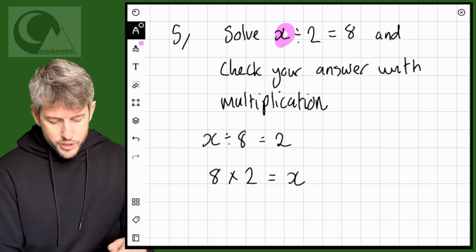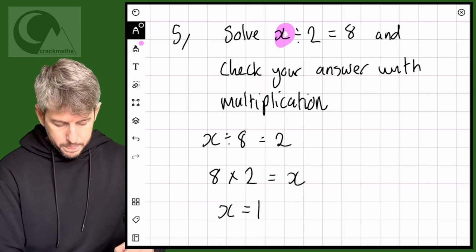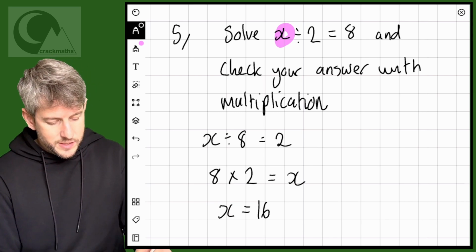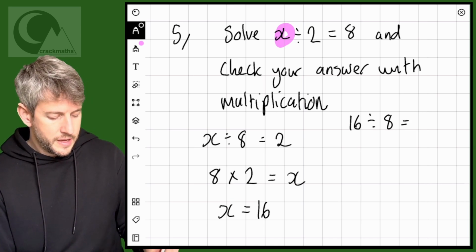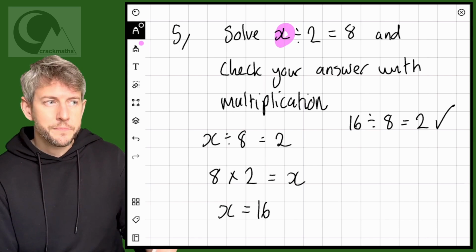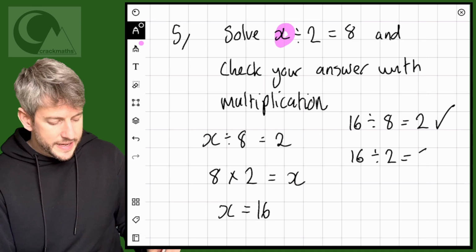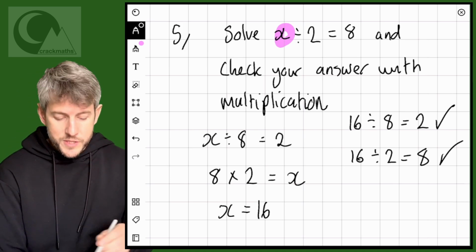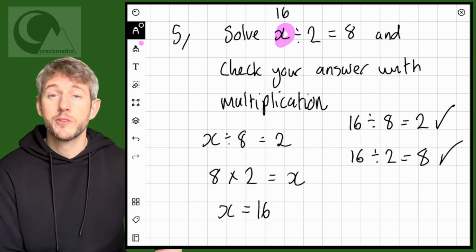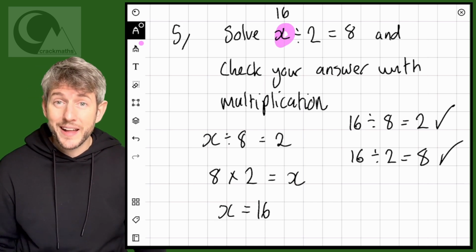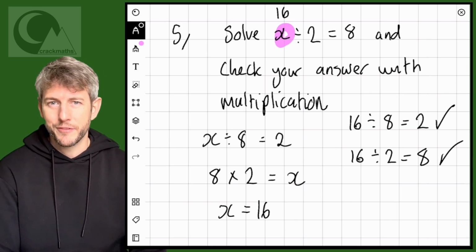So if this is true, the missing number, which they've used x to represent, will be 16. And now let's check that that works. So we could have 16 divided by 8 equals 2, which I know is true. And we could have 16 divided by 2 equals 8. So that's true as well. So actually, it would make a lot of sense if this number was 16, because we know that that is true. So we have actually solved that equation by using our reverse calculation method.